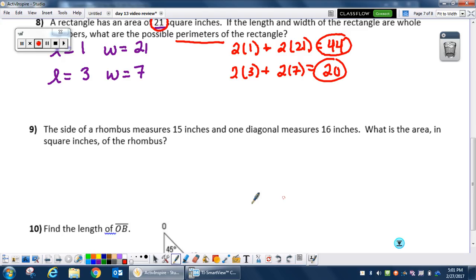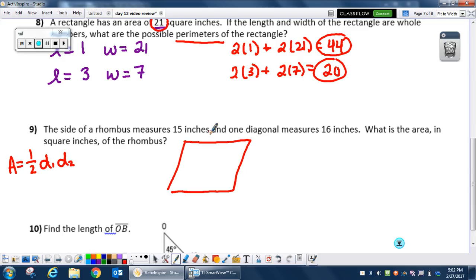So it's asking for the area of a rhombus, which we know the formula is 1/2 diagonal 1 times diagonal 2. If I start with my rhombus, it's a square on a windy day, so every side is 15, and one of the diagonals is 16. So we already know it's going to be 1/2 times 16 times something else. We're going to have to find that other diagonal.